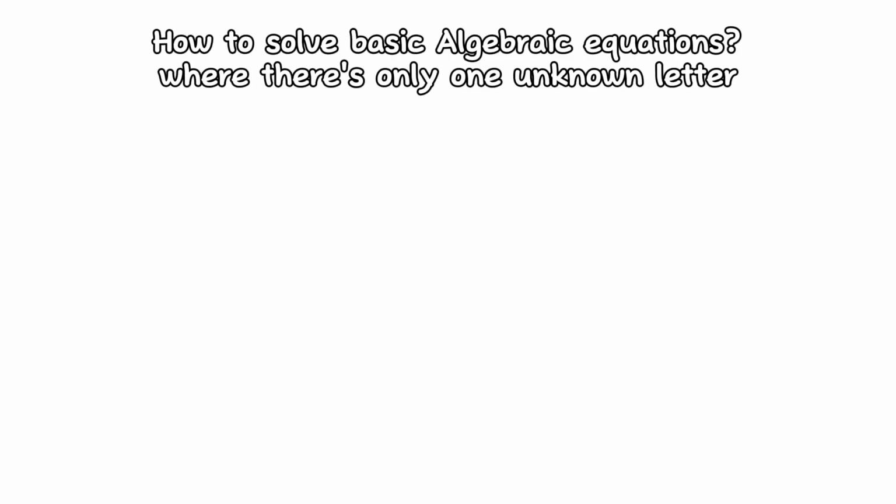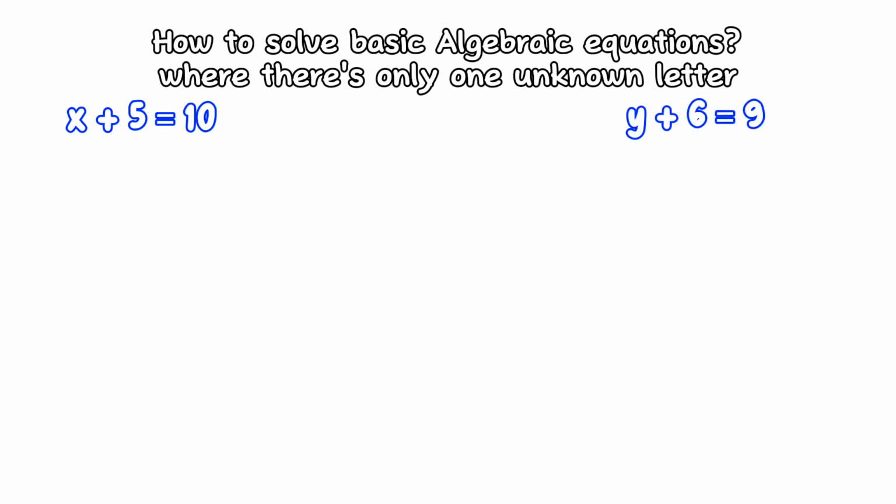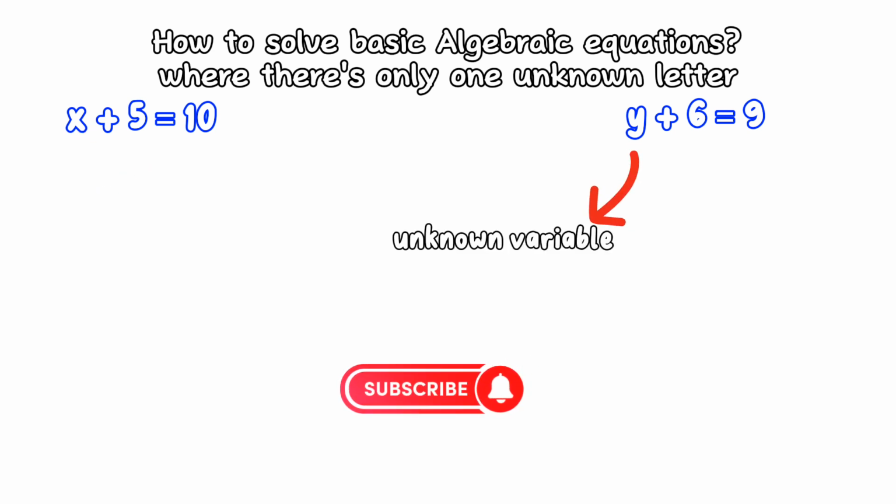Hello everyone, in this video we will show you how to solve basic algebraic equations where there's only one unknown letter. We have two equations: x + 5 = 10 and y + 6 = 9. First, we see the unknown letter in both equations. In the first equation we have the unknown letter x, and in the second equation we have the unknown letter y.